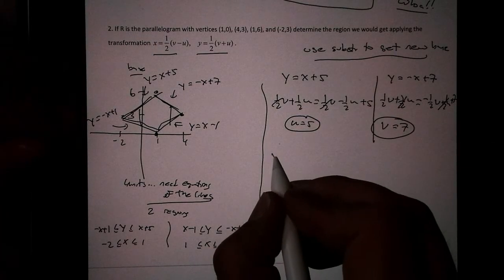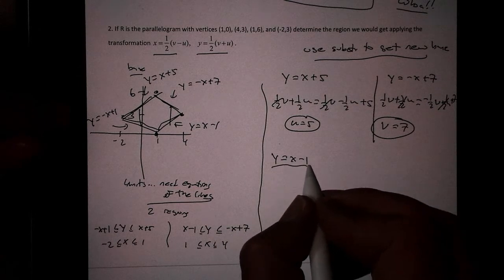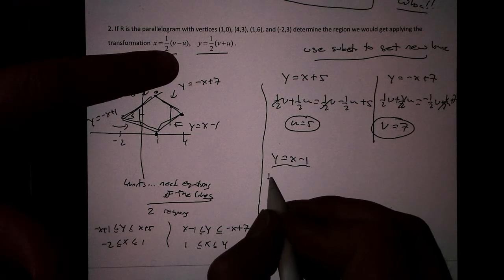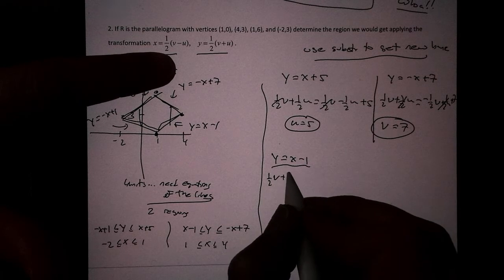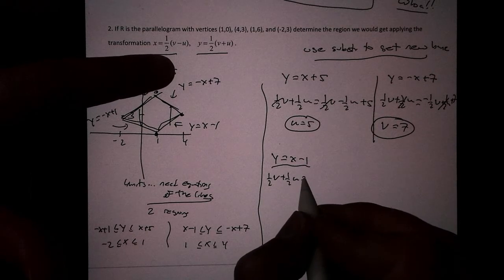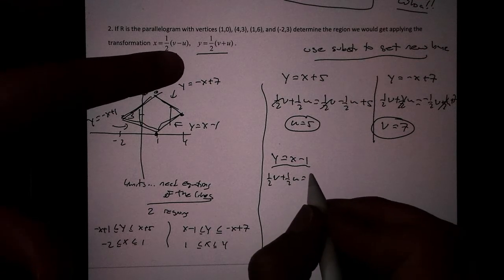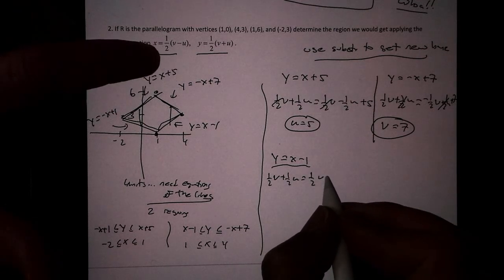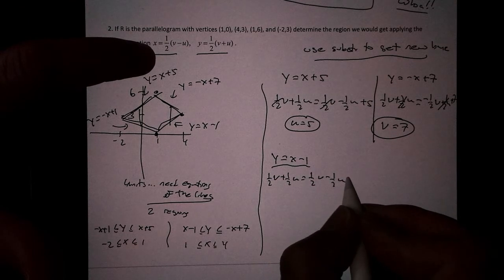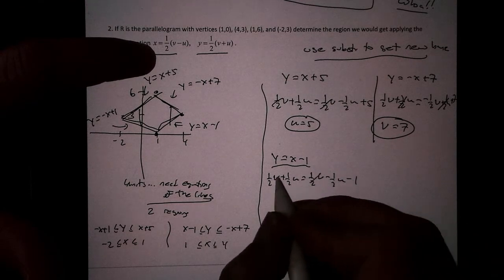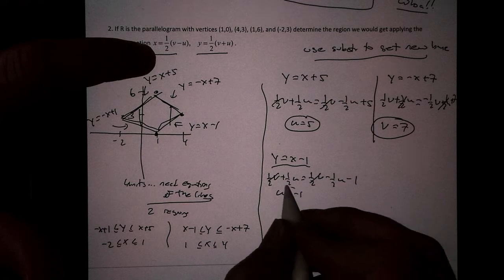Our next one, y equals x minus 1. Plugging it in, we get 1/2 v plus 1/2 u equals, plugging in for our x, 1/2 v minus 1/2 u minus 1. The v's cancel, and u is negative 1.